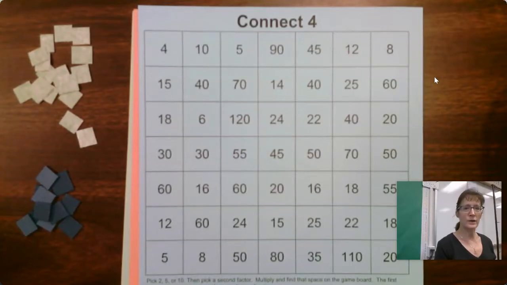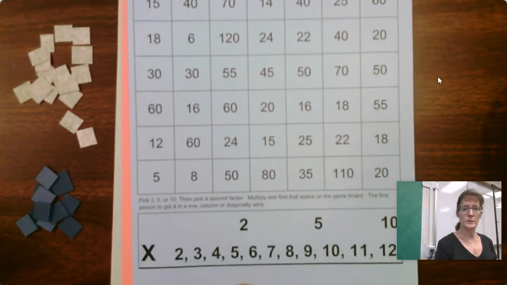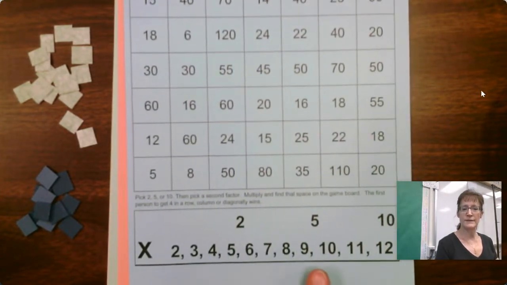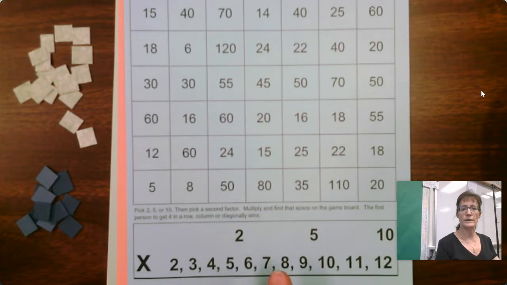Hi, this first game is called Connect 4. In the Connect 4 game, this particular mat works with the multiplication facts of 2 times any of these factors, 5 times any of these factors, and 10 times any of these factors, because all the products on the board are a product of 2, 5, or 10 times the other factors.